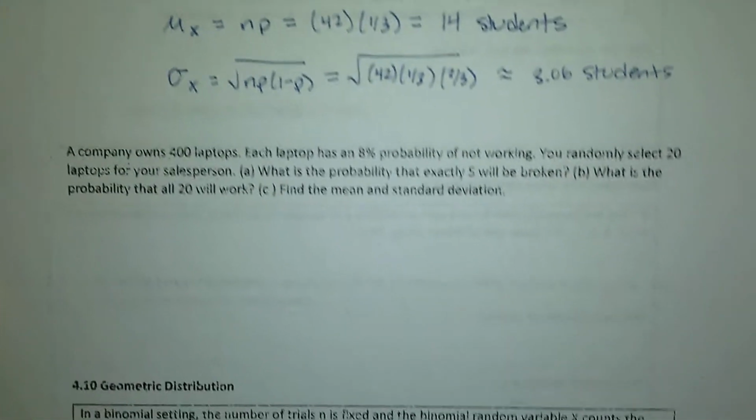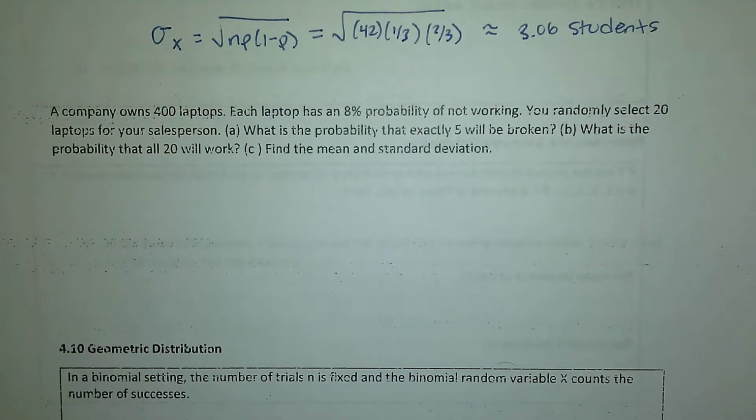And then let's make sure you're set up for success on the following example. A company owns 400 laptops. Each laptop has an 8% chance of not working. You randomly select 20 laptops for your salesperson. And then we have a few situations.